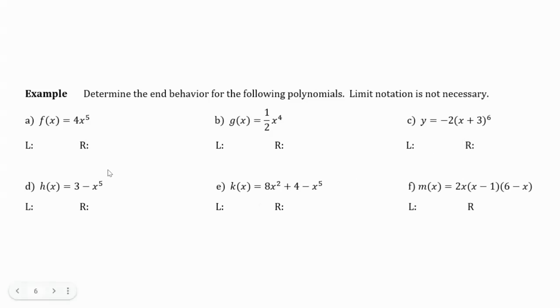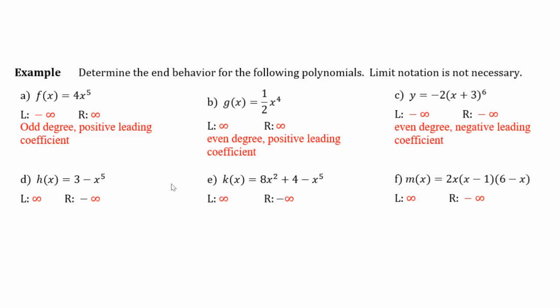All right, take a second. You look at D, E, and F and see if you can determine what the ends are going to be doing. So I hope you remembered on D and on E that sometimes you do need to put your polynomial into the correct order. The lead term is negative x to the fifth, which means the degree of the function is odd and it has a negative lead coefficient. So in this case, it would be like a line that falls. It would be positive infinity on the left and negative infinity on the right.